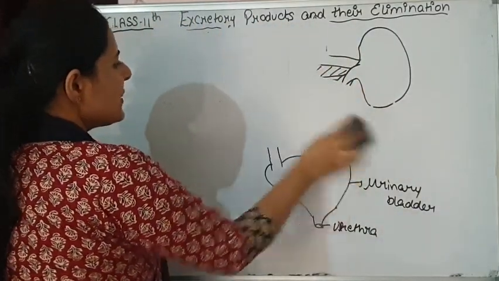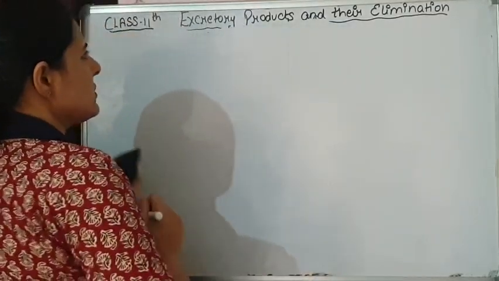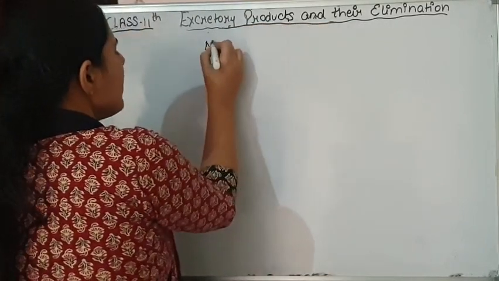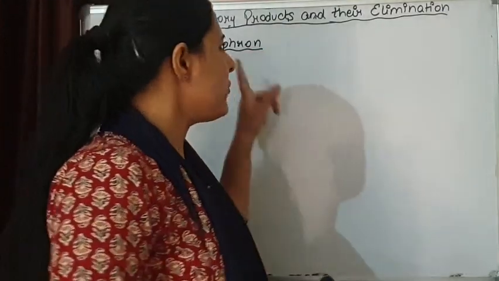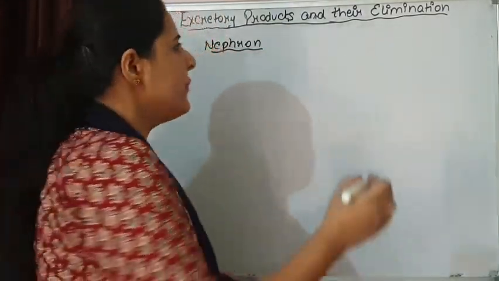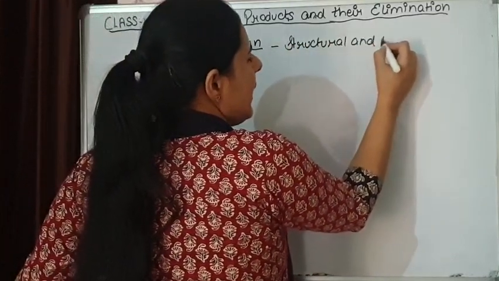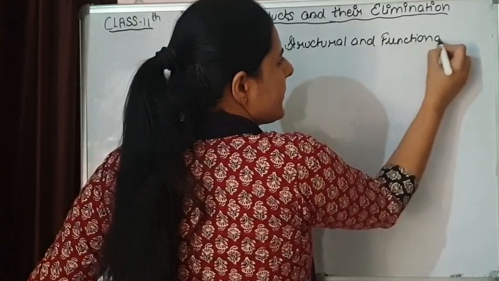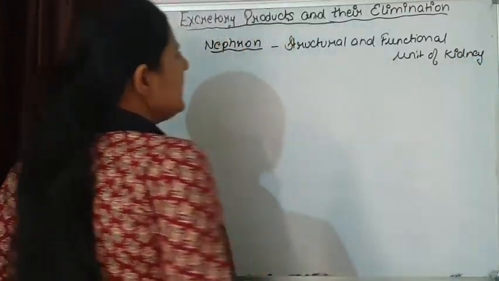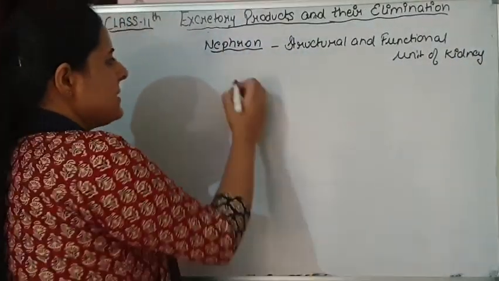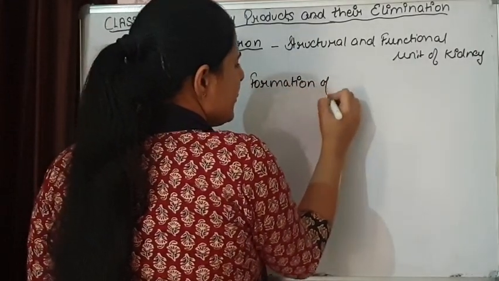If we go minutely, then we will find that each and every kidney is having millions of nephrons. And actually the process of formation of urine is done by each and every nephron. So nephron is the structural and functional unit of kidney. It is the structural and functional unit of kidneys, and in each kidney, millions of nephrons are present. And the function of this nephron is formation of urine.